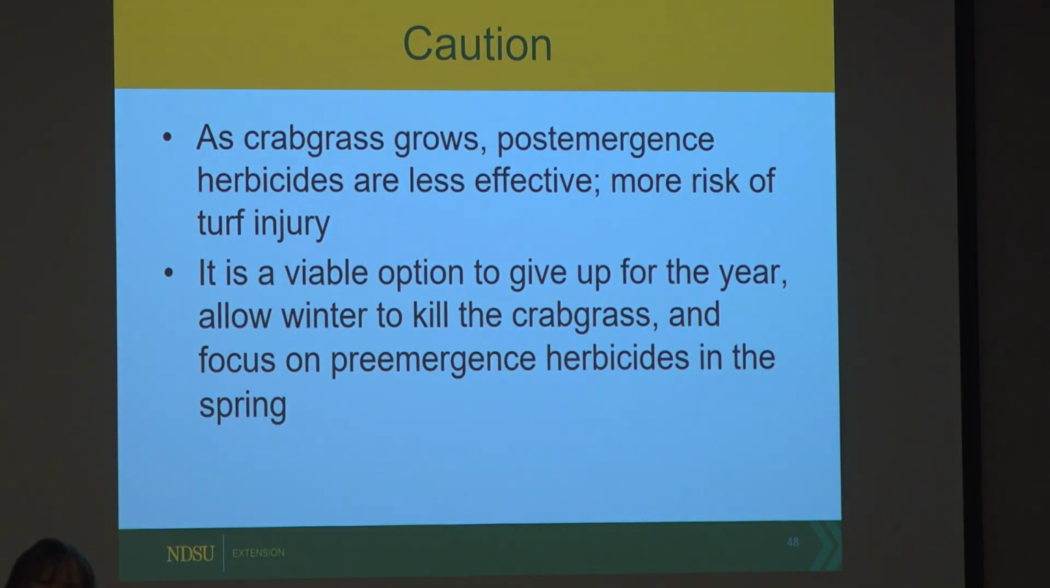All right, as crabgrass grows, as we get into August and September, the post-emergence herbicides are not going to be effective. There's more of a risk of turfgrass injury. At that point, we do give up for the season, and that's okay. It's okay to give up for the season, and instead we focus on next year. One nice thing about crabgrass is it's an annual. Mother Nature will get it, particularly here in North Dakota. So when we get that hard freeze in fall, it will kill the crabgrass plant, and then we can start over next year paying more attention to pre-emergence herbicides.